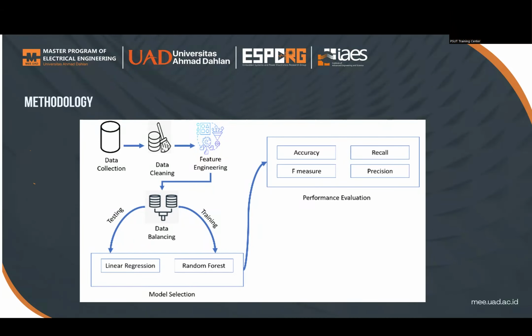Model training and evaluation is step number 6. We will divide the data into testing and training, and based on this, we will find out the performance evaluation. The models are evaluated based on the metrics relevant to anomaly detection tasks, including accuracy, recall, precision, and F1 measure.